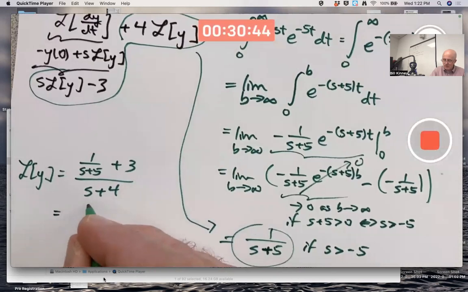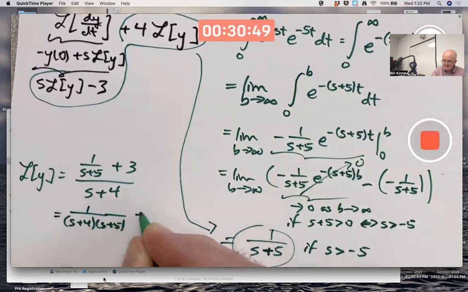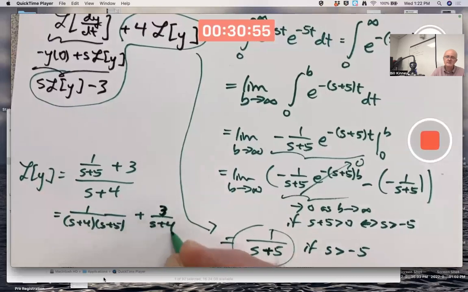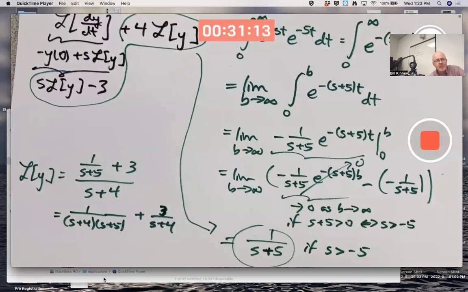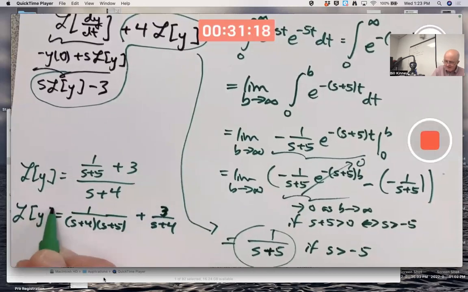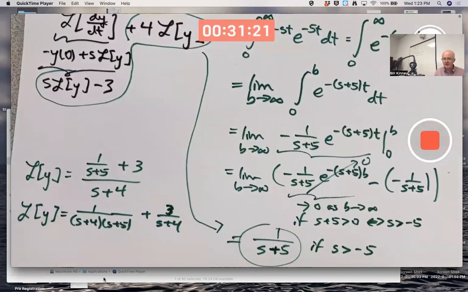Which can be simplified to 1 over s plus 4 times s plus 5, plus 3 over s plus 4, is one way to simplify it into the sum of two fractions. And this is the way you will want to simplify it. It could be simplified into just one fraction, but this is the best thing to do here. But this still begs a question. We're still not done. If that's the Laplace transform of the solution, what does that mean the solution is?